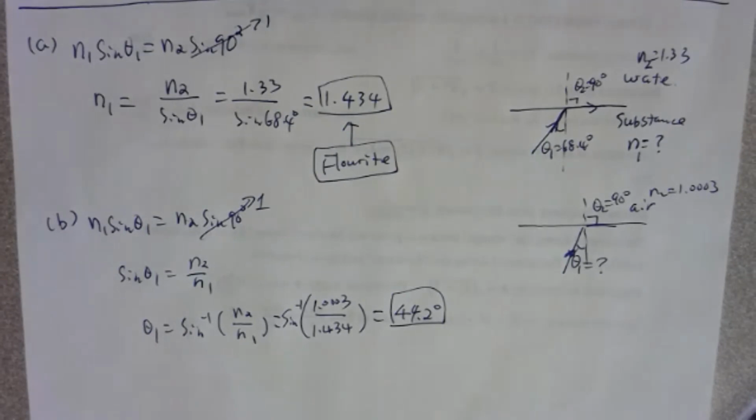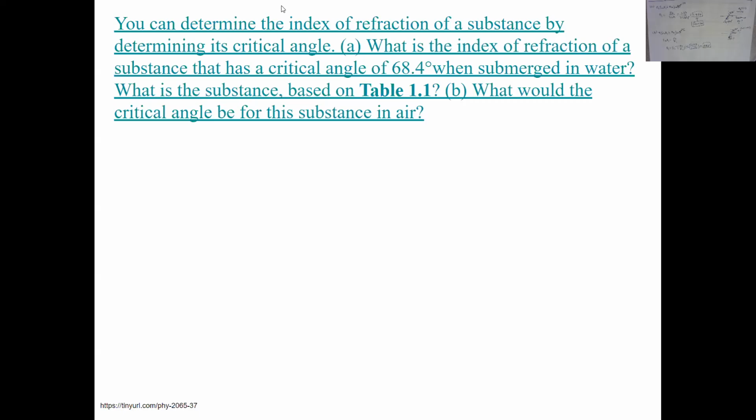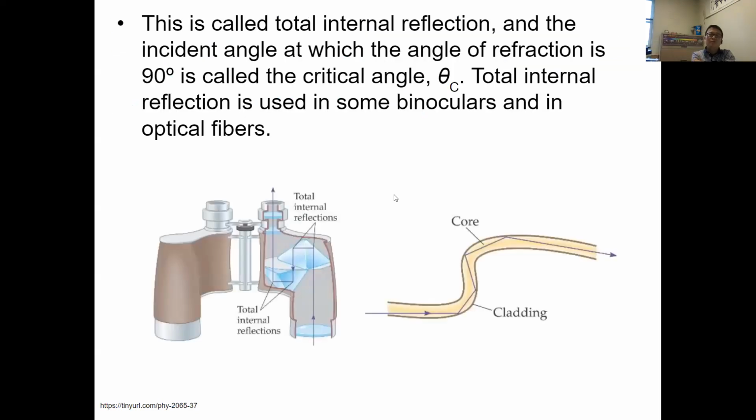Okay, we'll go back to the slide. Now we'll take a look at the applications of total internal reflection. The first is the application in binoculars. When the light comes in here, it goes through these two total internal reflections and then comes to your eye. Because of total internal reflection, the intensity of the light will not be reduced because it will all be contained.